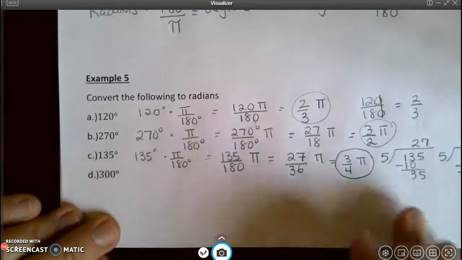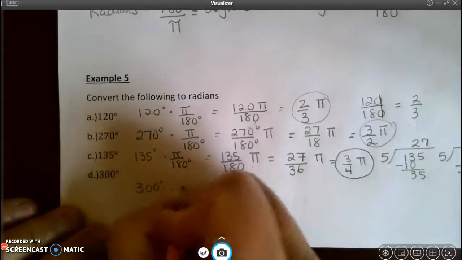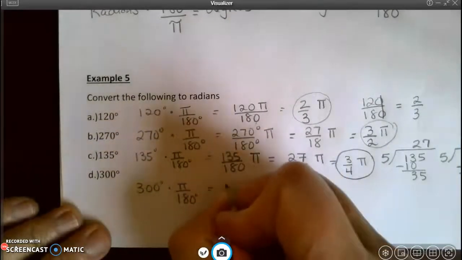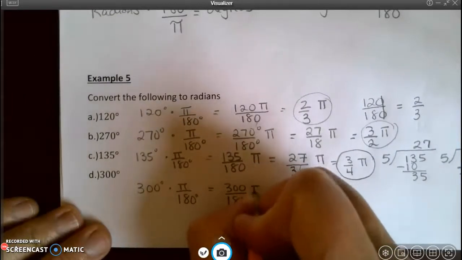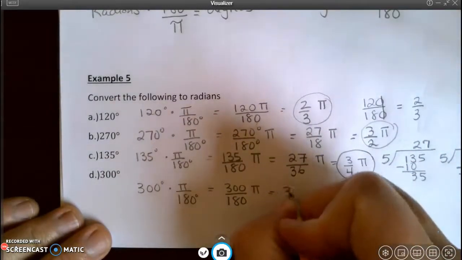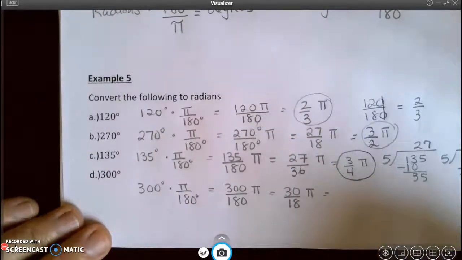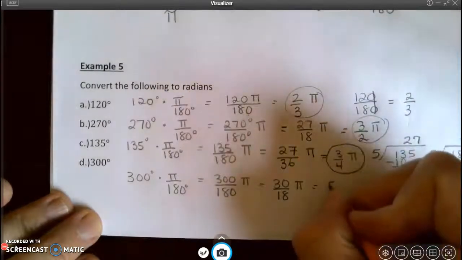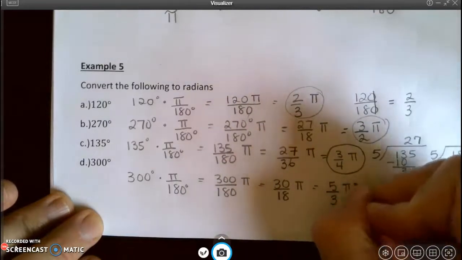All right, for my last one here, letter D, 300 degrees times pi over 180. I get 300 divided by 180 pi. They're both divisible by 10, so I'm at 30 divided by 18 pi. I look at those and I realize they're both divisible by 6, so I get 5/3 pi.